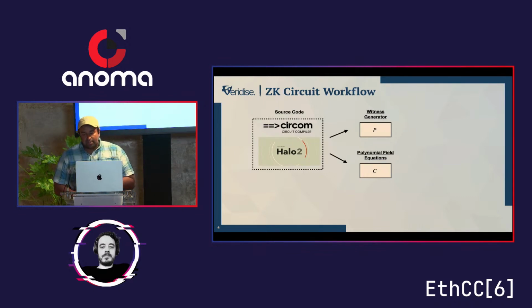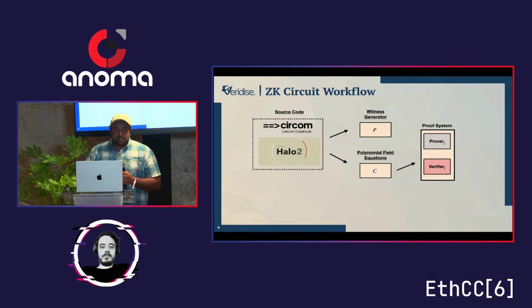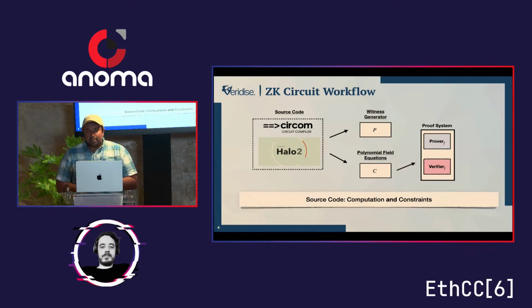The circuit will get transformed into two different components, one which we call a witness generator, and another which is going to be a set of polynomial equations over a finite field. The idea is that you can use some proof system to take these field equations and construct a prover and a verifier, and then at runtime you would use the witness generator to produce witnesses and generate proofs. When you're auditing these systems, the source code is going to contain both the computation as well as the constraints.